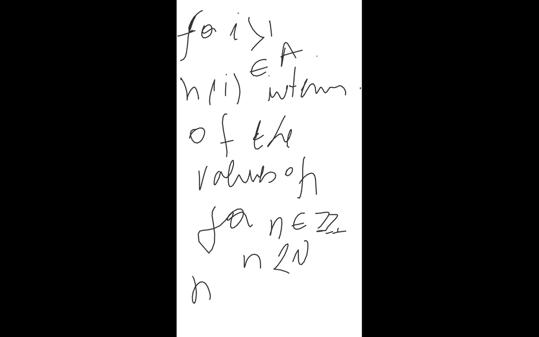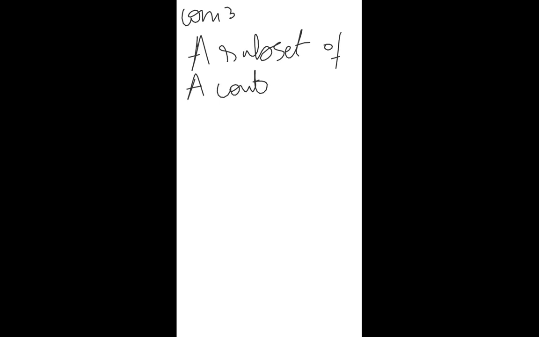And thus we have the mapping. This formula determines the unique function, and it's a function from Z plus to A. And this is how we define a function by the principle of recursive definition. Then we have a corollary that says a subset of a countable set is also countable.